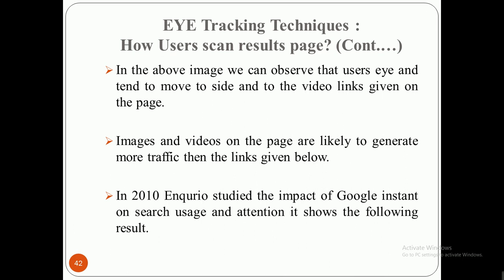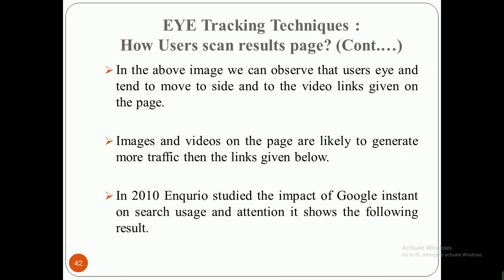Images and videos on the pages are likely to generate more traffic than the links given below. If you have a website with many links, and video, links and images are all available, then users will be attracted by the images and videos, which will generate more traffic. If the image is attractive, the user will look. If the video is attractive, the user will look. So pages with these are likely to generate more traffic than the links given below.